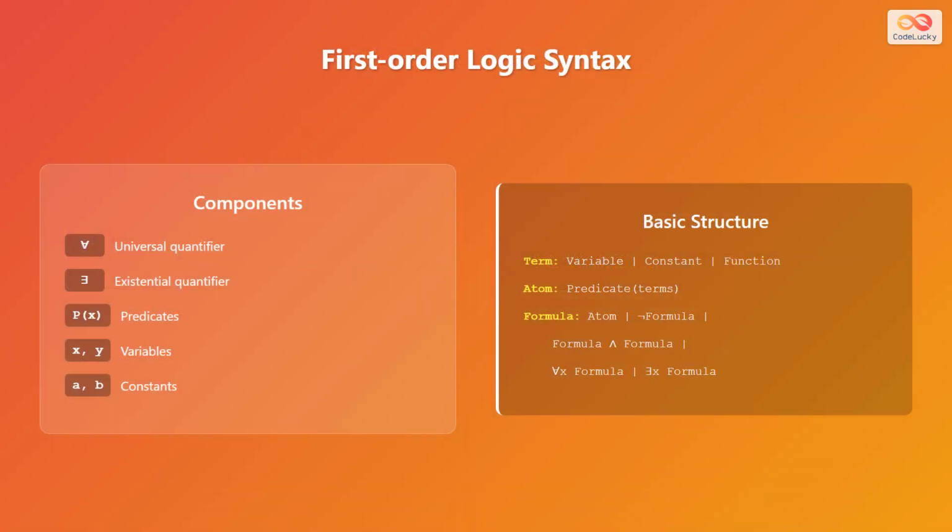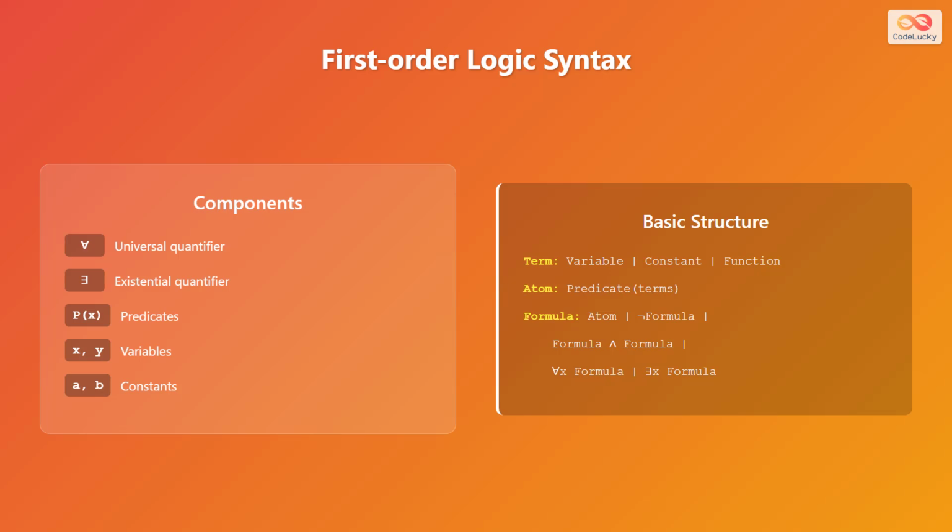Let's delve into the syntax of first-order logic. The components include the universal quantifier, denoted by the symbol ∀, for all. The existential quantifier is denoted by the symbol ∃, there exists. Predicates are denoted as P(x), which express properties of objects. Variables are represented as x, y, and constants are represented as b.